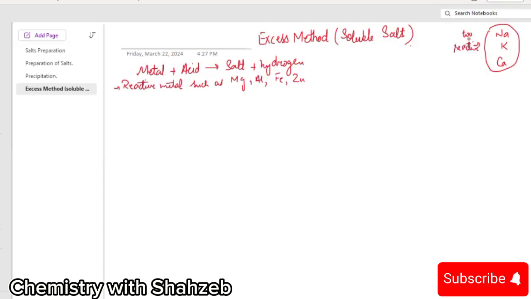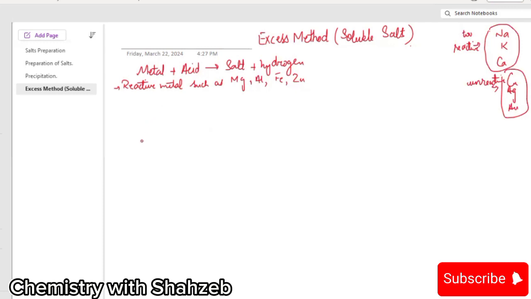And the unreactive ones are silver, copper, or gold. They are quite unreactive, so they are unable to react with acid. So both of them are not recommended to use with acid. Moving further, the first thing I want to tell you is that whether it is metal, insoluble base, or insoluble metal carbonate, we are going to take them in excess.